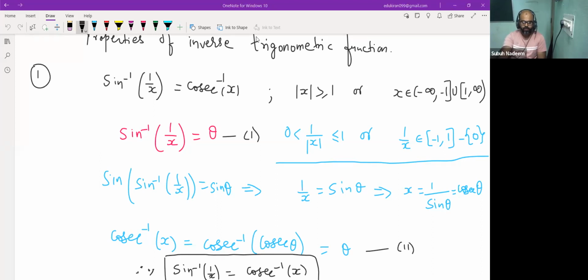Sir, here in sine inverse 1 by x, the mod x, it's a condition that it should be equal to 1 or greater than 1. Yeah, because mod x is greater than or equal to 1, then 1 by mod x will be less than or equal to 1. And sine inverse can take input which is between 1 and minus 1. So that is why we want this less than 1.